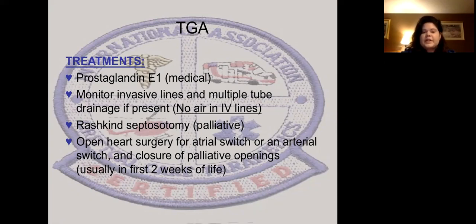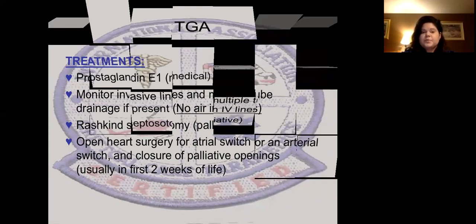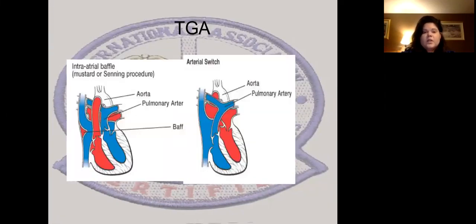Open heart surgery for an atrial switch or an arterial switch usually happens in the first 2 weeks of life. So it could be super stressful. So just remember that for the patient, the parents, everybody that's working on that team, way stressed out. Okay, so these are examples of the different switches that can be done, that the surgeon will do.